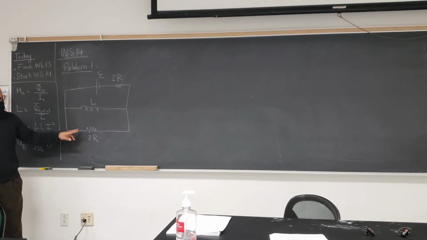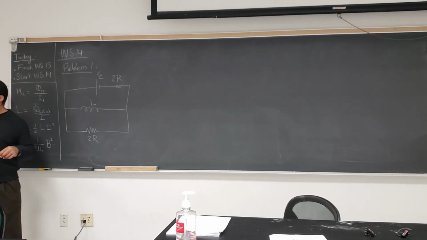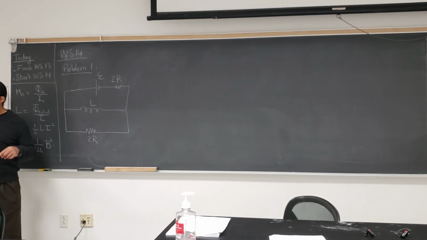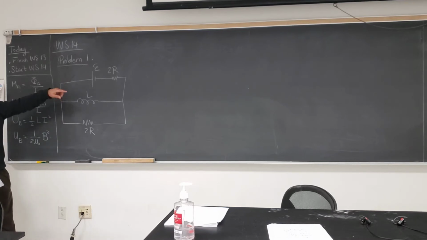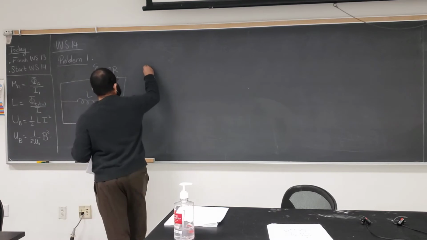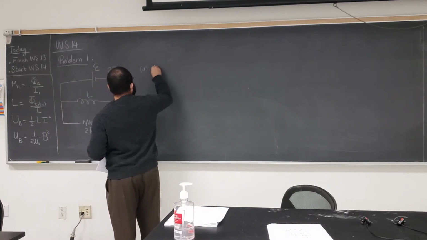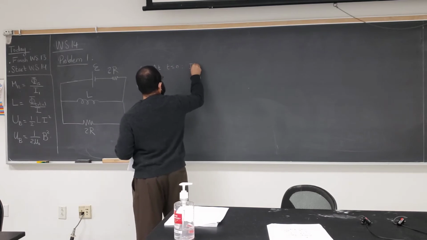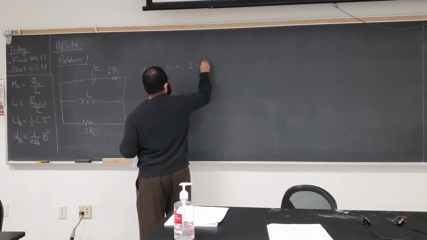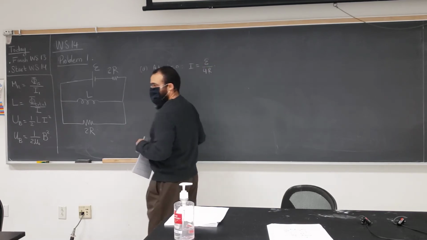So these two resistors are in series. What's their total resistance? In parallel it would be the sum of the inverse. I'm sorry, yeah, in series it's just the sum, right? It's just 4R. So therefore the current initially at t equal to 0 will equal the EMF voltage over the total resistance, so E over 4R. That's the current.